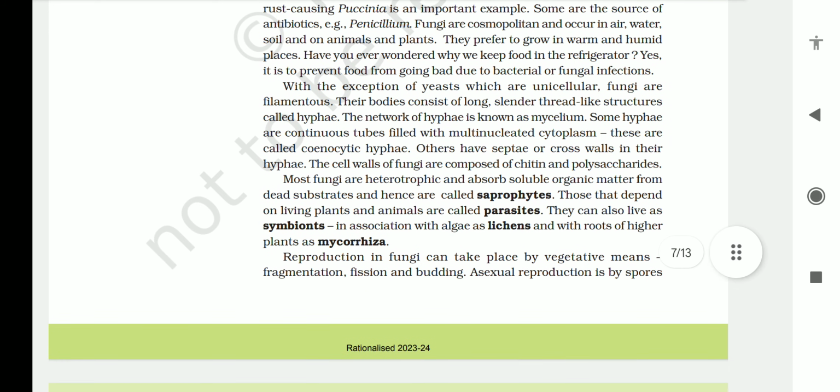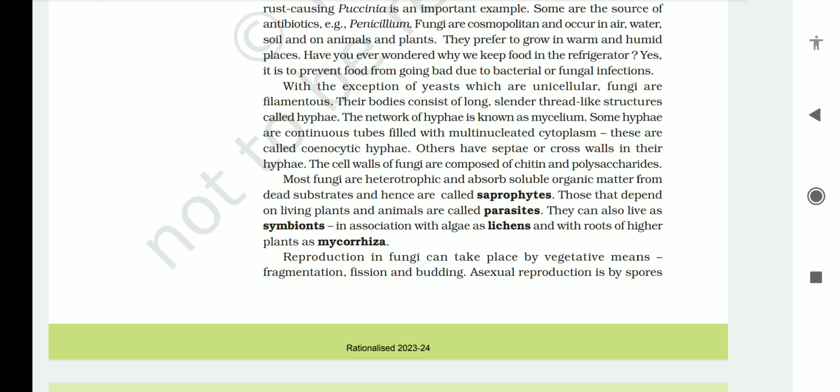With the exception of yeasts, which are unicellular, fungi are filamentous. Their bodies consist of long, slender, thread-like structures called hyphae. The network of hyphae is known as mycelium. Some hyphae are continuous tubes filled with multinucleated cytoplasm. These are called coenocytic hyphae. Others have septae or cross walls in their hyphae. The cell walls of fungi are composed of chitin and polysaccharides.